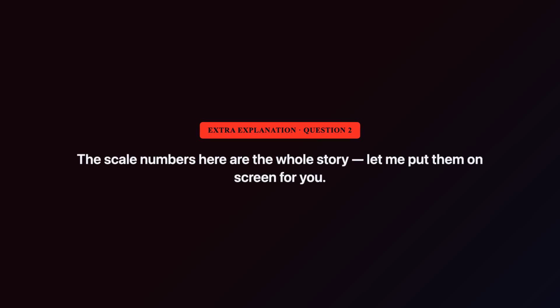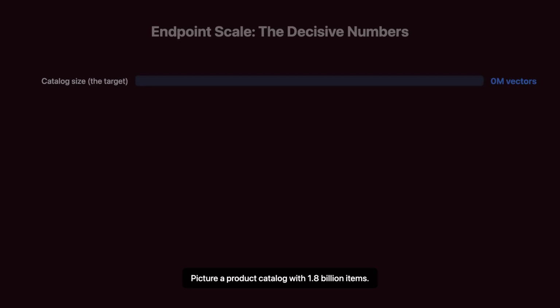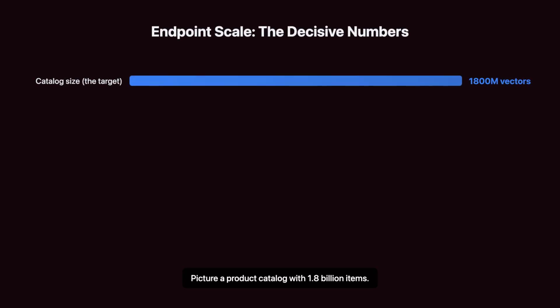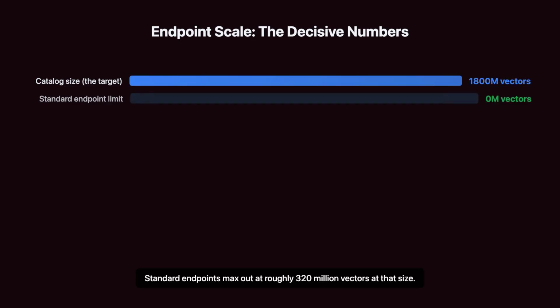The scale numbers here are the whole story. Let me put them on screen for you. Picture a product catalog with 1.8 billion items. Each item has a 768 number vector, a list of numbers your AI uses to find similar products. Now try to put that in a standard Databricks AI search endpoint. You can't. Standard endpoints max out at roughly 320 million vectors at that size.